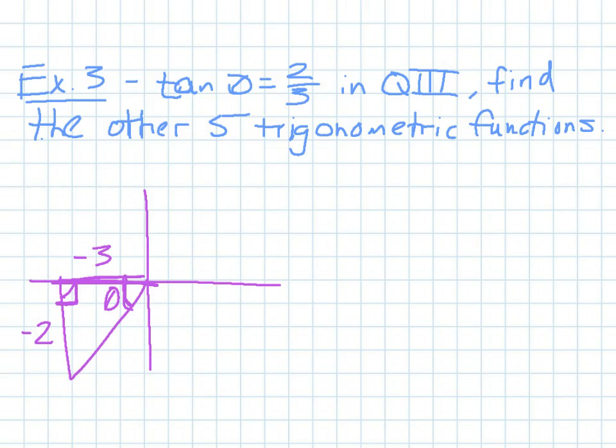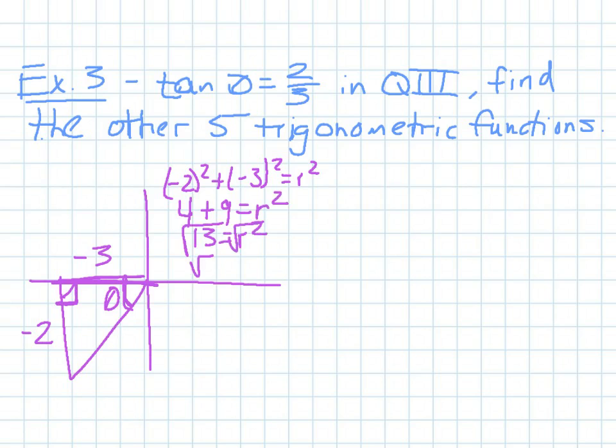Now I need to be able to find what my radius is, so I need to take the Pythagorean theorem of this. So negative 2 squared plus negative 3 squared equals r squared. So 4 plus 9 gives me 13. If I square root, that gives me square root of 13 equals r. Okay, so then my radius is square root of 13. Now, radius is always a positive value, so don't think that you have to use plus or minus in this case. So now I need to find the other trig values.